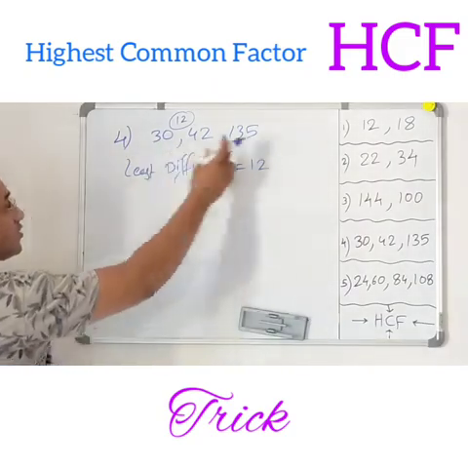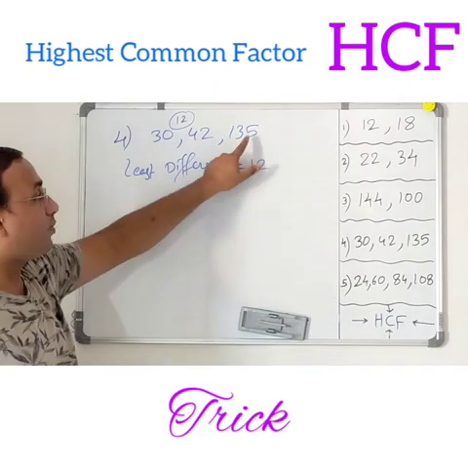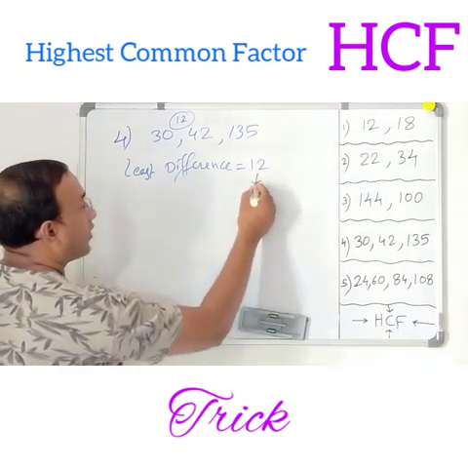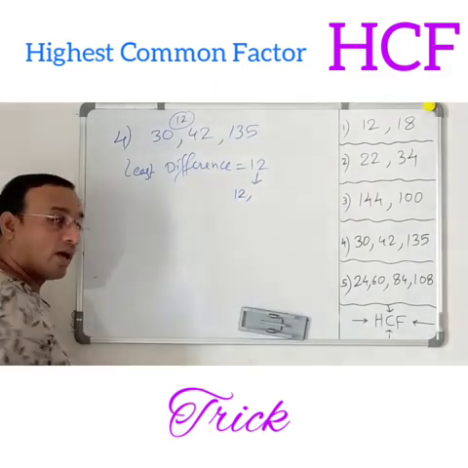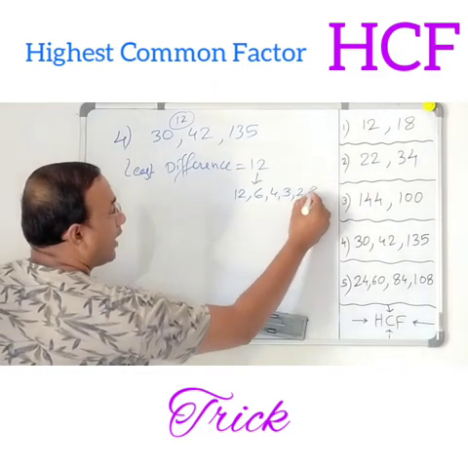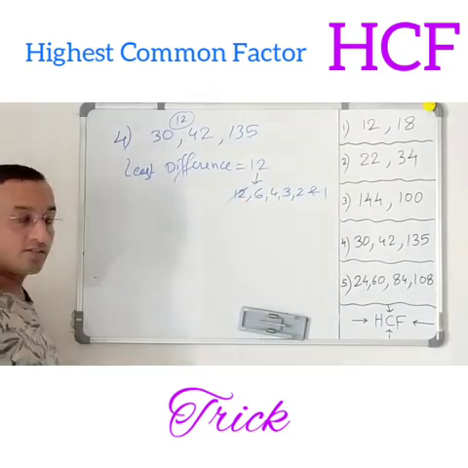Does 12 divide these 3, friends? No, since 135 is a multiple of 5, it can't be divided by 12. Now next, what to do? Write the factors of 12 in descending order. 12, next, friends, 6, 4, 3, 2 and 1. Okay friends, now as 12 doesn't divide, we will start with the next one.